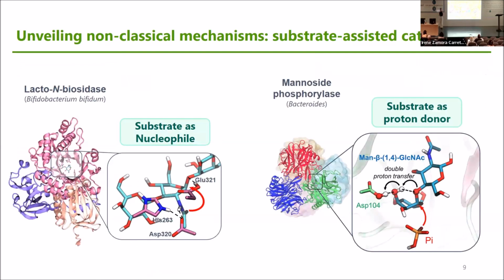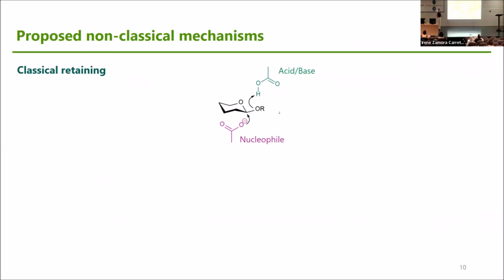So in this talk, I'm going to talk about two enzymes that follow two non-classical mechanisms. One of them is lactone biosynthase, an enzyme from a gut bacterium that hydrolyzes human milk saccharides. And the other one is the monocyte phosphorylase, also found in the human gut, that degrades epithelium complex glycans. So we're going to discuss non-classical mechanisms.